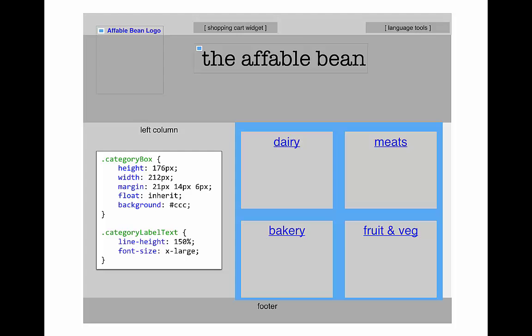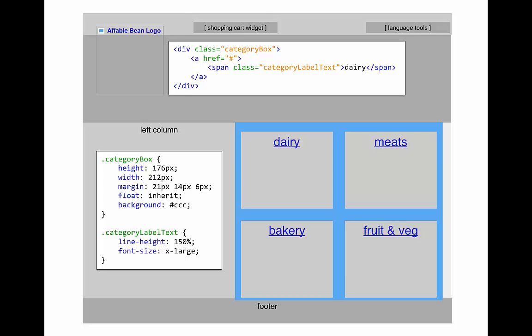Before we leave the right column, let's take a quick look at the HTML for one of these boxes. This code shows that the dairy text uses the category label text style and that it is part of a link that is contained inside the category box area. We haven't mentioned this yet, but you should use a div element when you require a style container for a block of other elements. And you should use a span element when you require a style container for some inline text.